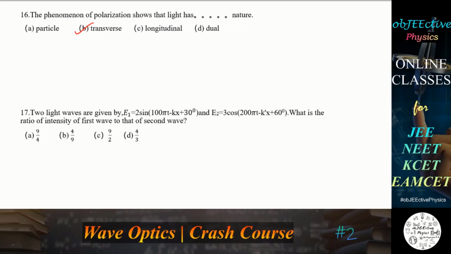Here we know that intensity is directly proportional to amplitude square, or I1 divided by I2 is equal to A1 divided by A2 whole square. That is, amplitude in the first wave is given 2, amplitude of the second wave is given 3. So, that is equal to 2 by 3 whole square, 4 divided by 9. That is option B is the right option.